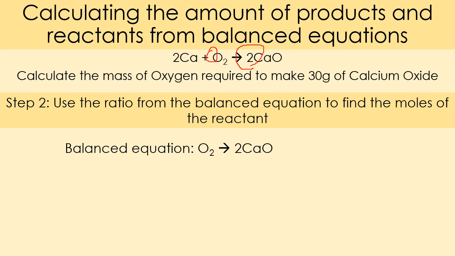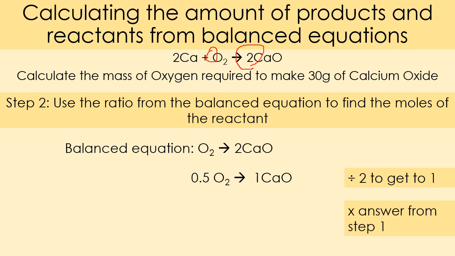We're going to do the same steps. We need to get our 2 to 0.75. So first off, we're going to take it to 1. So we're going to divide it by 2, or divide it by itself, to get it to 1. And we do the same to both sides, which gives us 0.5 O2 and 1 CaO. We divided both of them by 2. We're now going to do the same again to get it to 0.75. So we're going to times both sides by 0.75, which is our answer from step 1. And that gives us 0.75 moles of calcium oxide and 0.375 moles of oxygen.